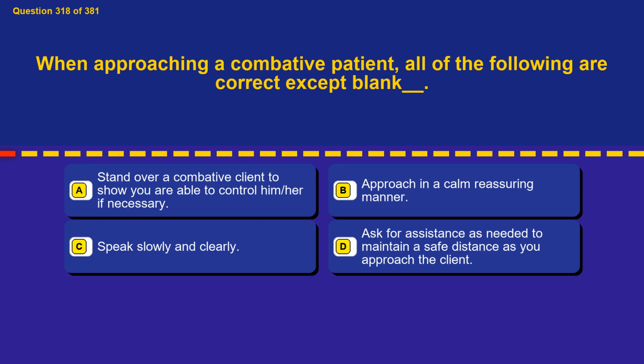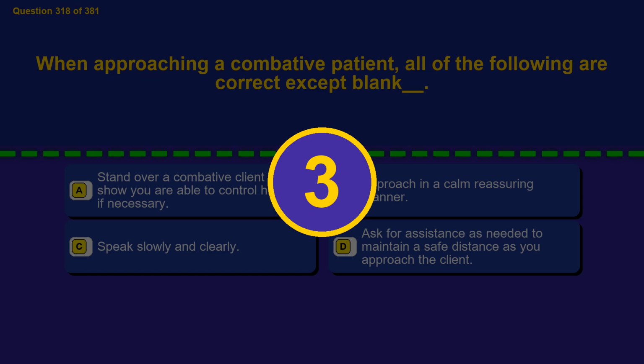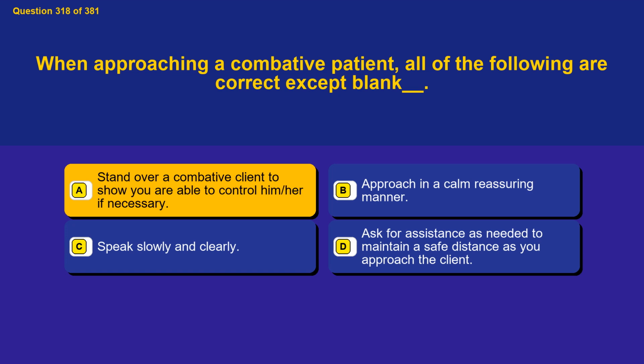Question 318. When approaching a combative patient, all of the following are correct except blank. Option A, stand over a combative client to show you are able to control him/her if necessary. Option B, approach in a calm, reassuring manner. Option C, speak slowly and clearly. Option D, ask for assistance as needed to maintain a safe distance as you approach the client. The correct answer is option A. Stand over a combative client to show you are able to control him/her if necessary.